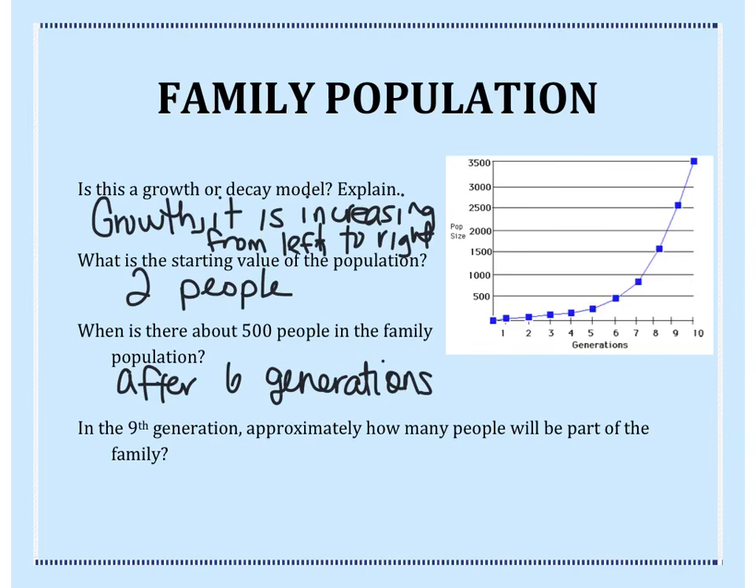In the 9th generation, approximately how many people will be part of the family? So in the 9th generation, we're going to follow the 9 going straight up. Okay, there's the blue dot that corresponds to 9, and then follow it over. It shows that there are approximately 2,500 people.